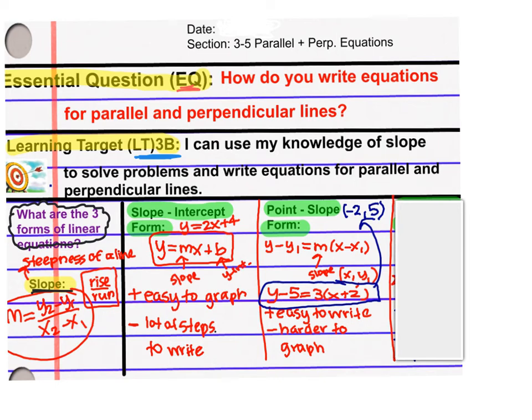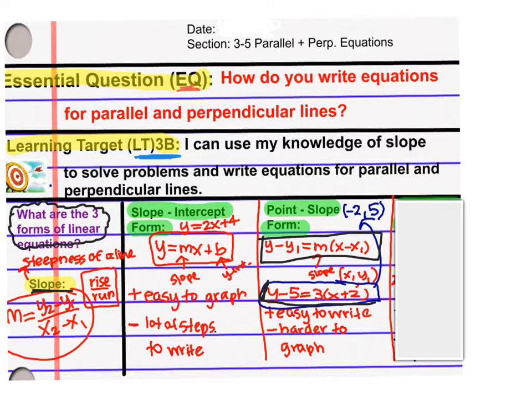The next form is called point-slope form. And I'll put a box around this. Here is your formula. Y minus y1 equals m, M is still slope, times x minus x1. So it's called point slope because there's slope, and then the x1 and y1 are replaced by the x and y values of a point. So if you kind of look down here, this is an example of what the equation would look like. Y minus 5 equals 3 parentheses x plus 2. That's what the equation would actually look like.